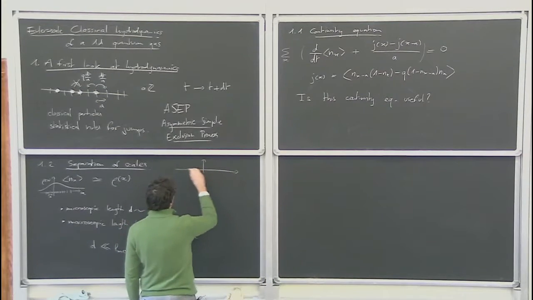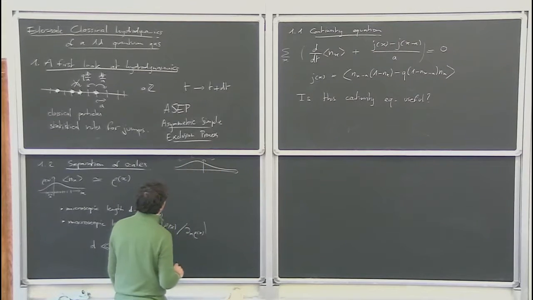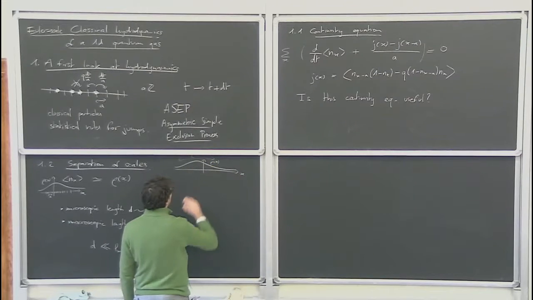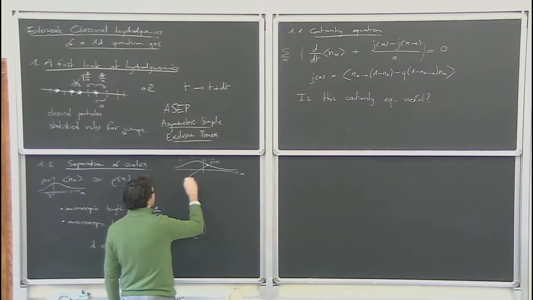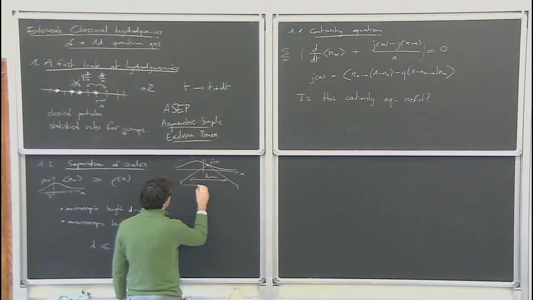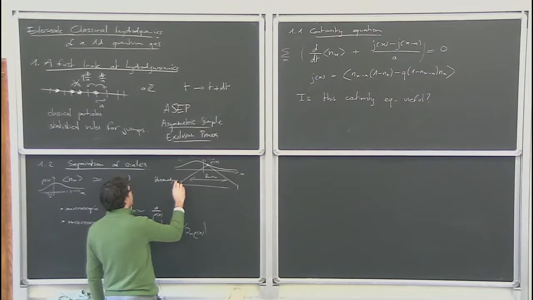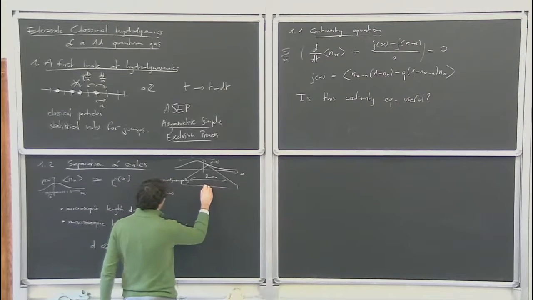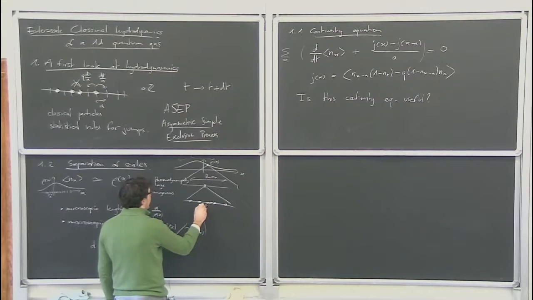So here we have the density that is smoothly varying over some scale L. But if we cut a small piece here, then at that scale, which is going to be this mesoscopic scale, the system we can view as thermodynamically large, because it contains a huge number of particles, and homogeneous. And then if we zoom in further, at some point we will see the microscopic structure. So at this point we really see the particles. And here we have this microscopic scale.